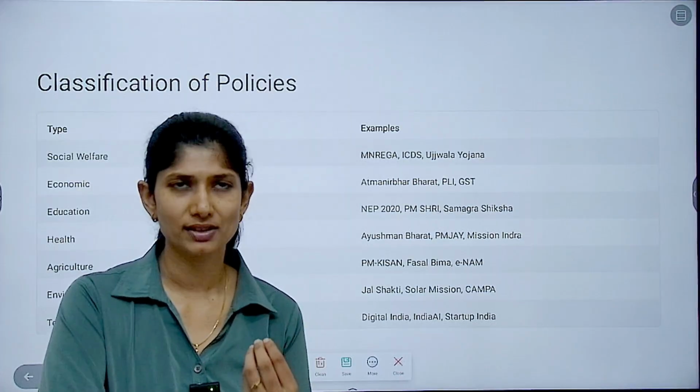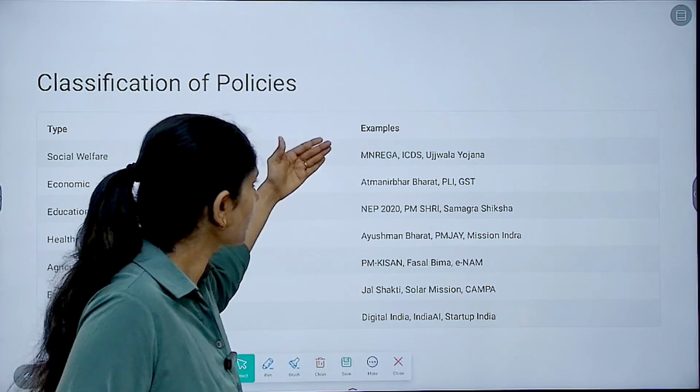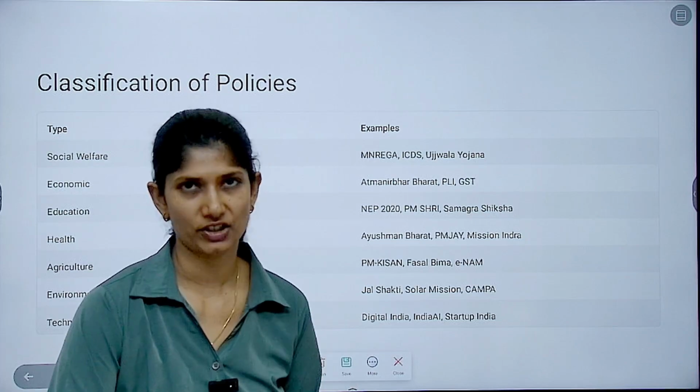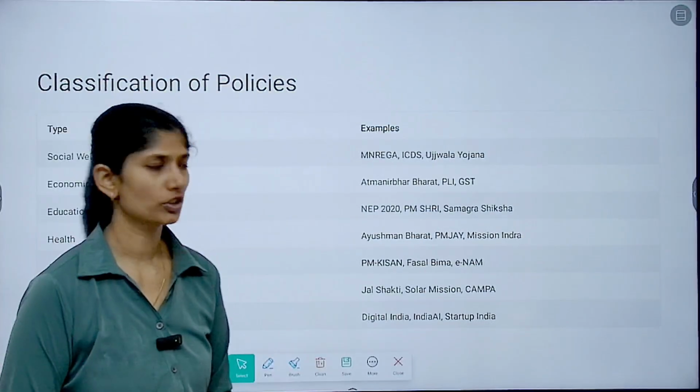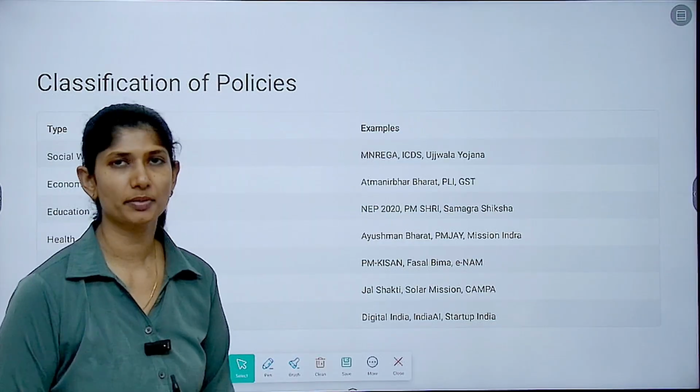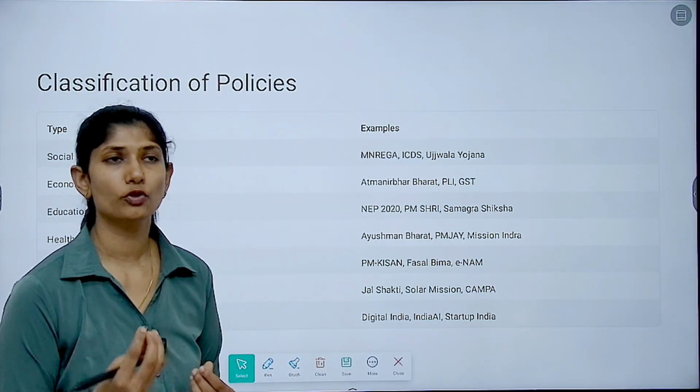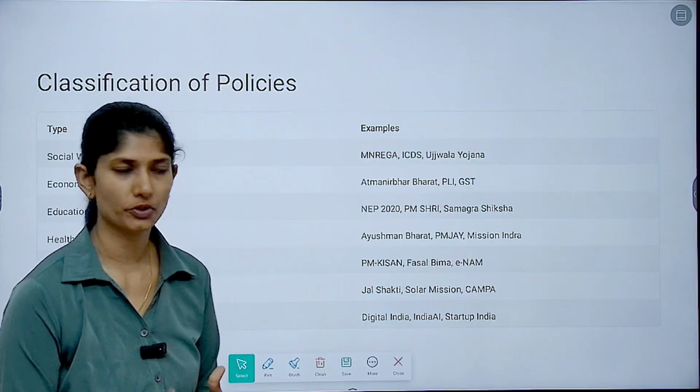Again, here when we say schemes, they are brought in under different sections. Technology: we have the umbrella schemes of Digital India, Stand Up India, Startup India, involving and fostering the sense of entrepreneurship.